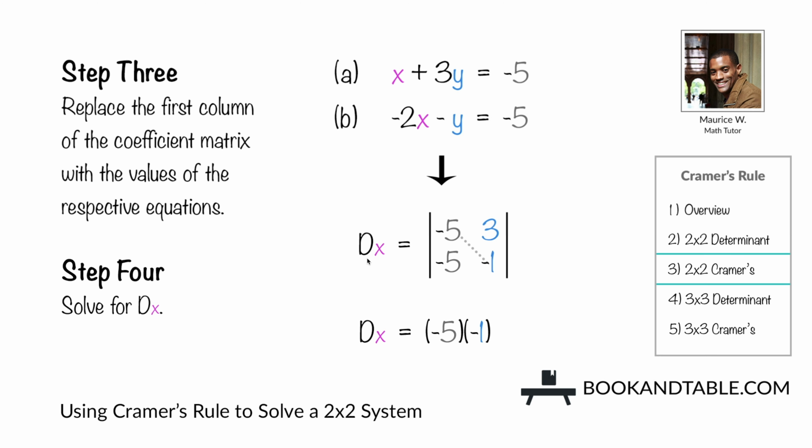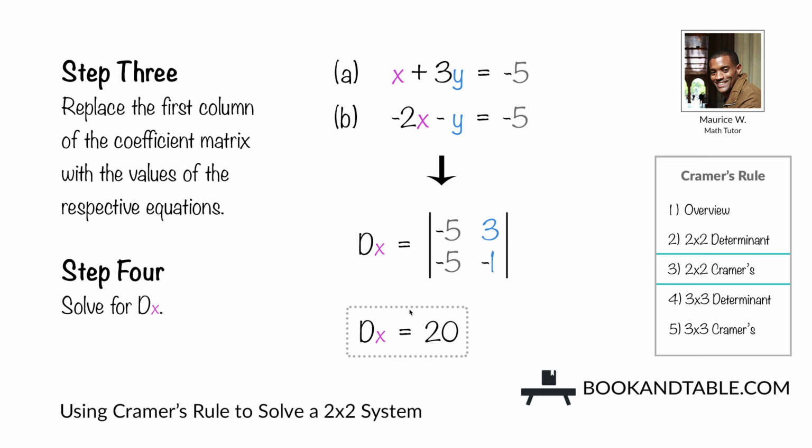Now we can do so by multiplying negative 5 times negative 1, and then we subtract the product of negative 5 times 3. So we wind up with dx is equal to negative 5 times negative 1, which would be positive 5, minus negative 5 times 3, which would be negative 15. 5 minus negative 15 is equal to 5 plus 15, and that would be equal to 20. So we see that the determinant dx is equal to positive 20.